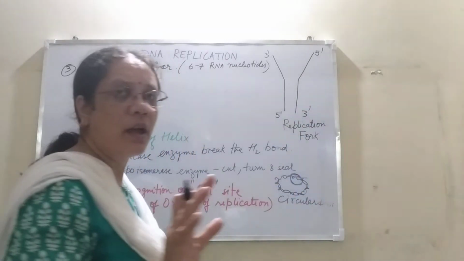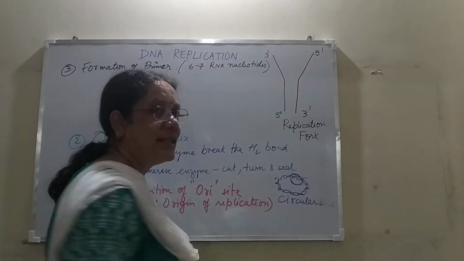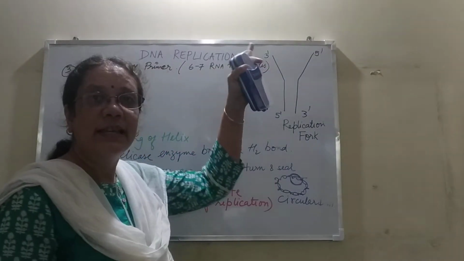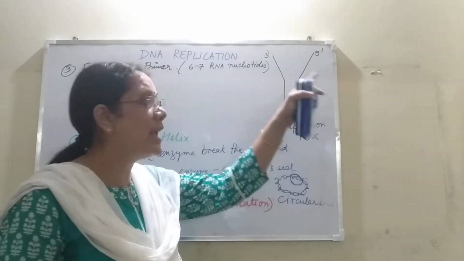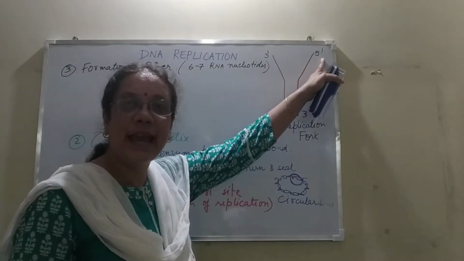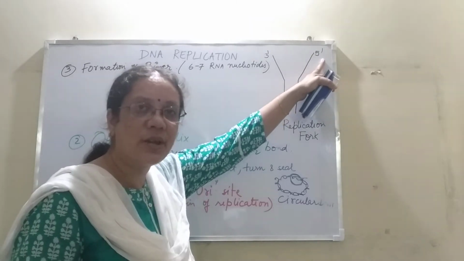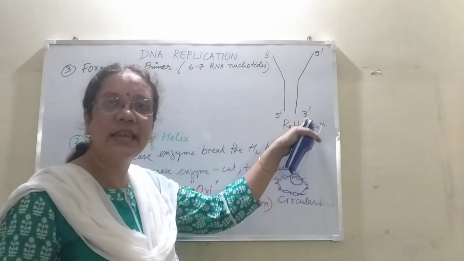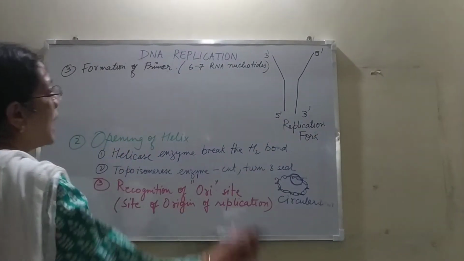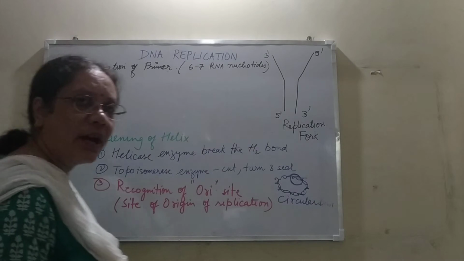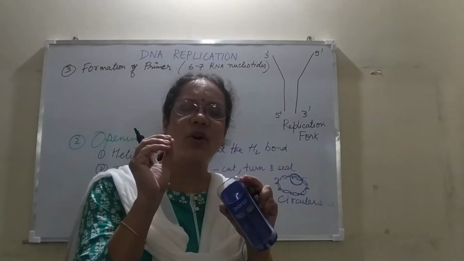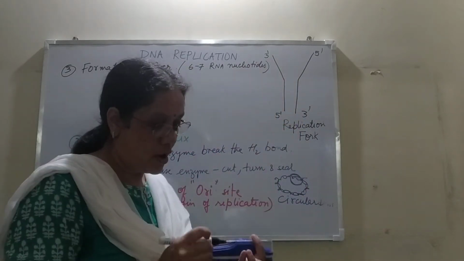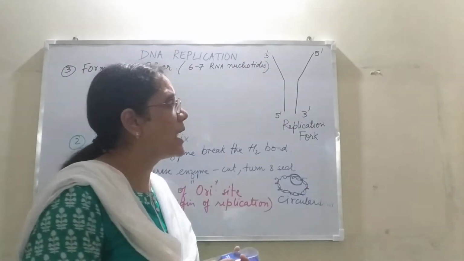I hope I don't have to explain what these numbers mean. 3' means the hydroxyl group is free at this end, and at this end of the strand, that is in the complementary strand, the phosphate group is present. The hydroxyl group which is free is at the opposite end. Now, a chain of very small RNA nucleotides, 6 to 7 nucleotides, are going to come and join here. Which side? It is the 3' side.